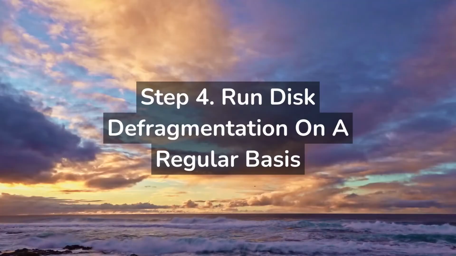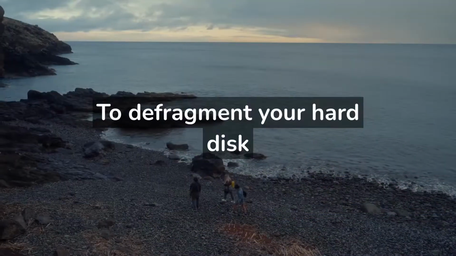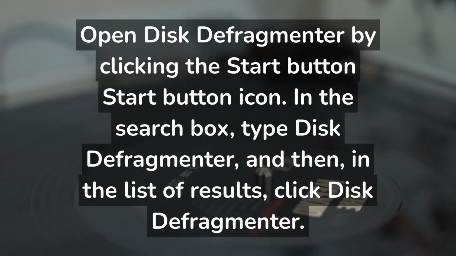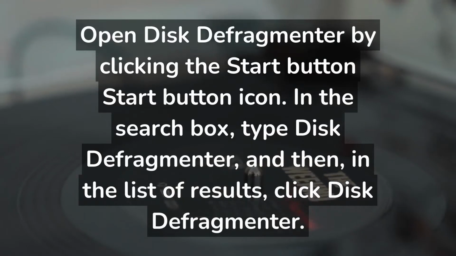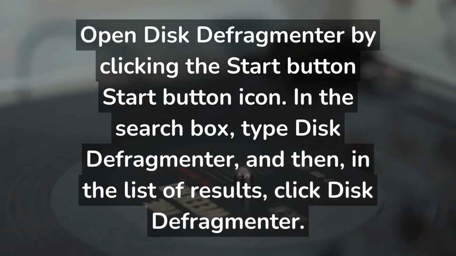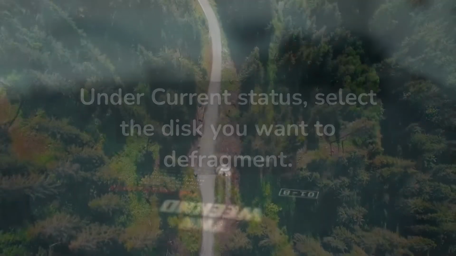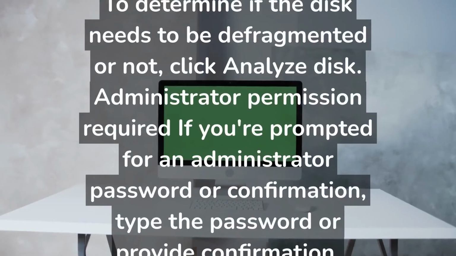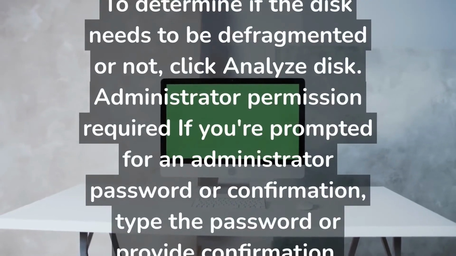Step 4. Run disk defragmentation on a regular basis. To defragment your hard disk, open Disk Defragmenter by clicking the Start button icon. In the search box, type Disk Defragmenter, and then, in the list of results, click Disk Defragmenter. Under Current Status, select the disk you want to defragment. To determine if the disk needs to be defragmented or not, click Analyze Disk.